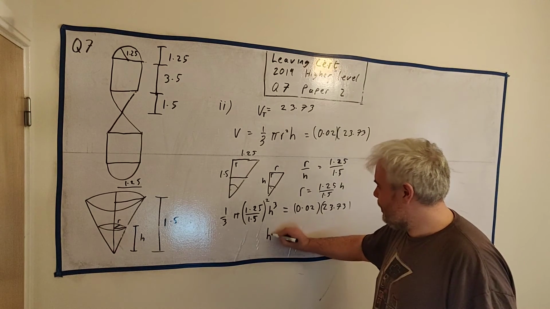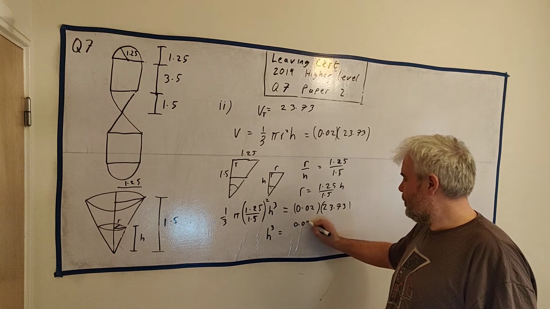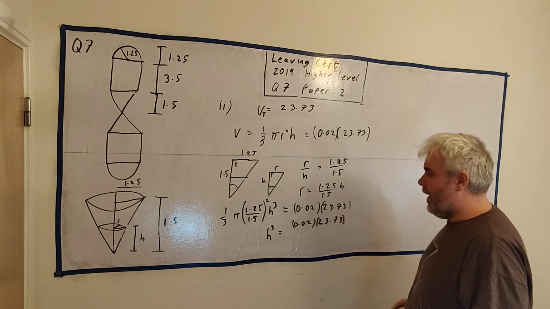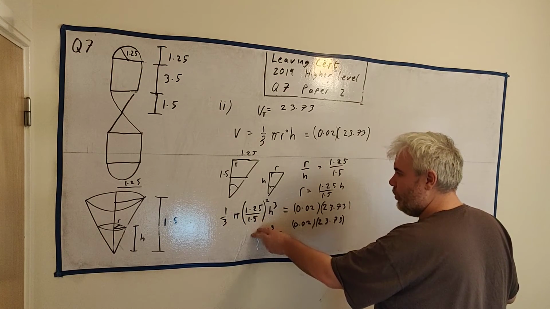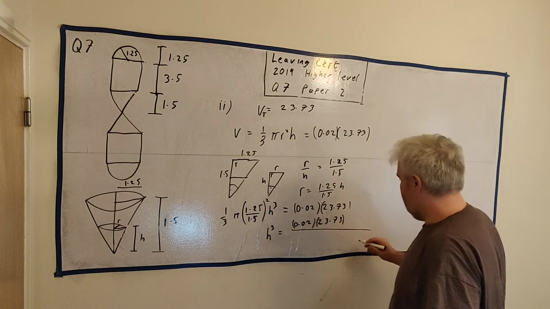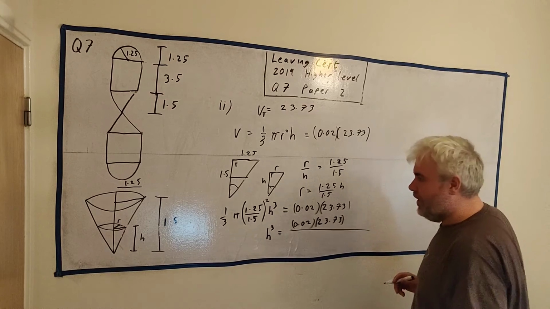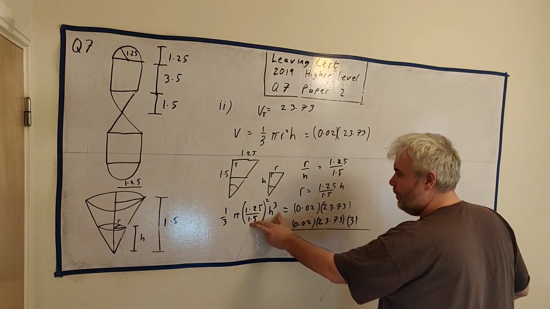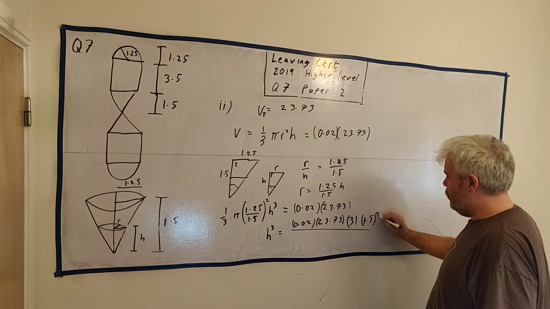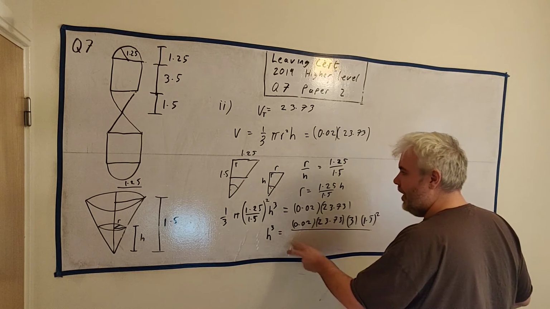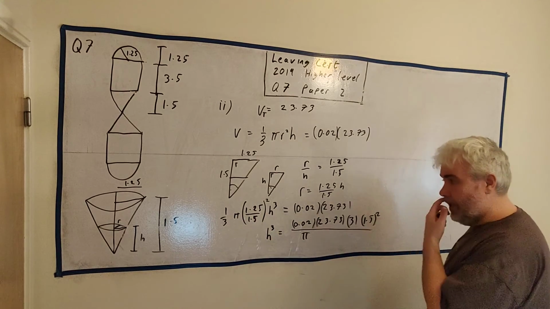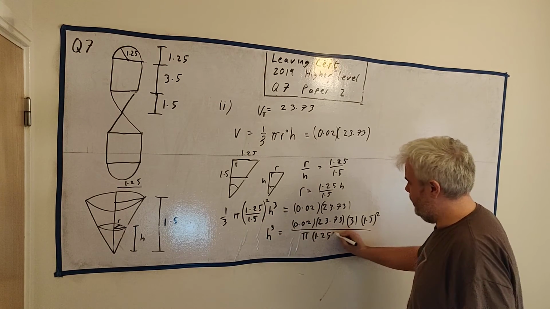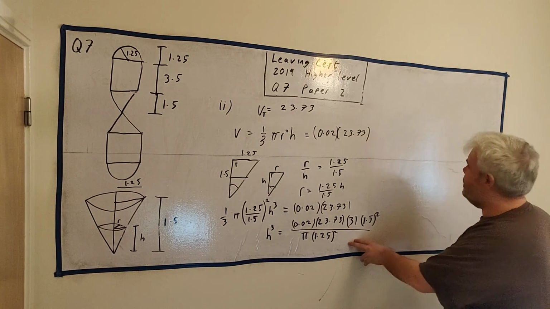So let me rearrange this. This becomes h cubed is equal to 0.02 multiplied by 23.73 and divided by, let's divide across here. We have things multiplying and dividing. So let's continue. Multiply both sides by 3, that'll come here. Multiply both sides by 1.5 squared, that'll come over here. Divide both sides by pi, we'll have a pi there. Divide both sides by 1.25 squared. We get this. Let's just put that in a calculator.